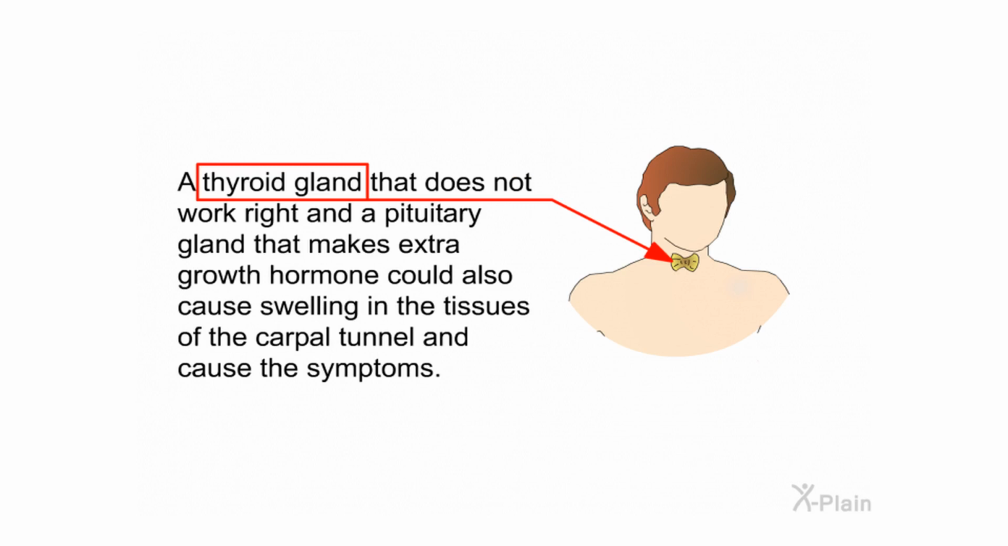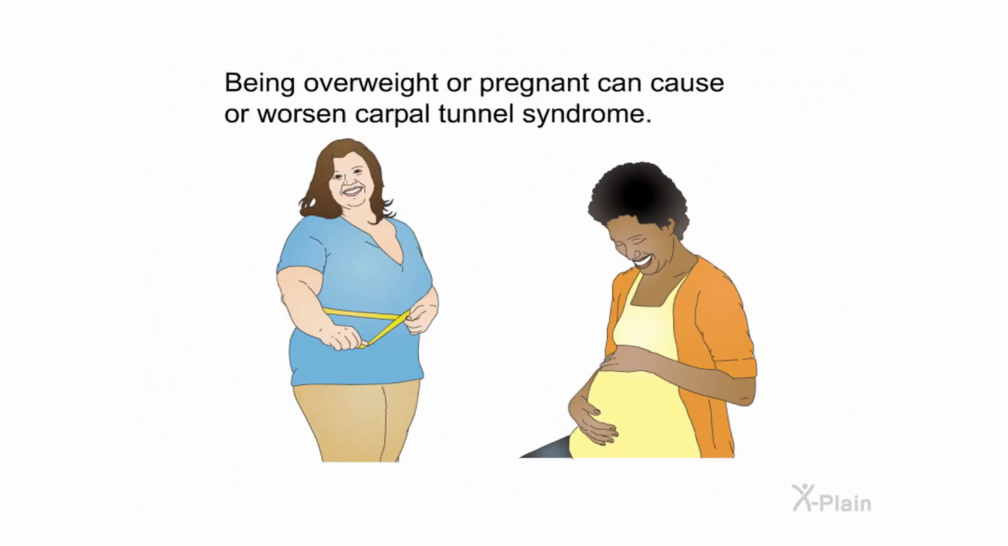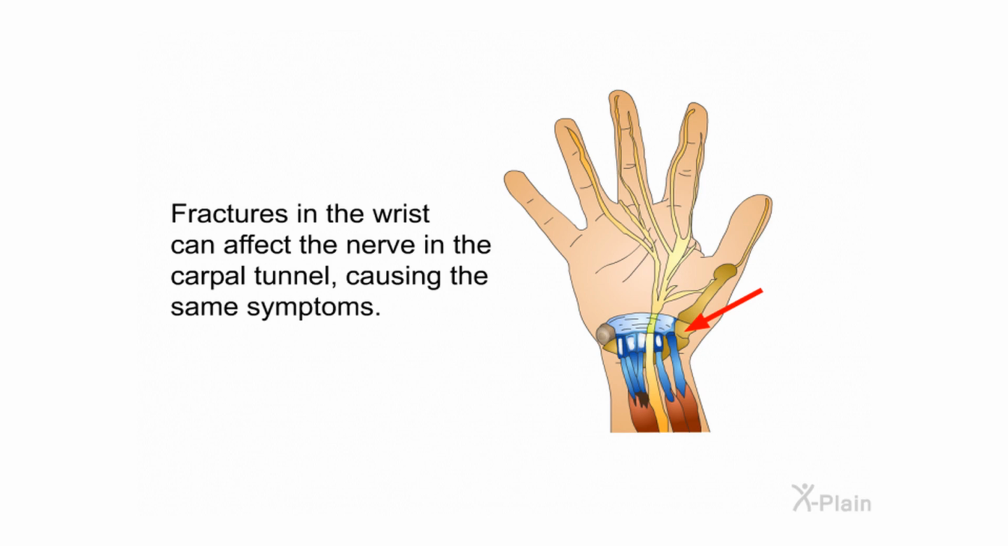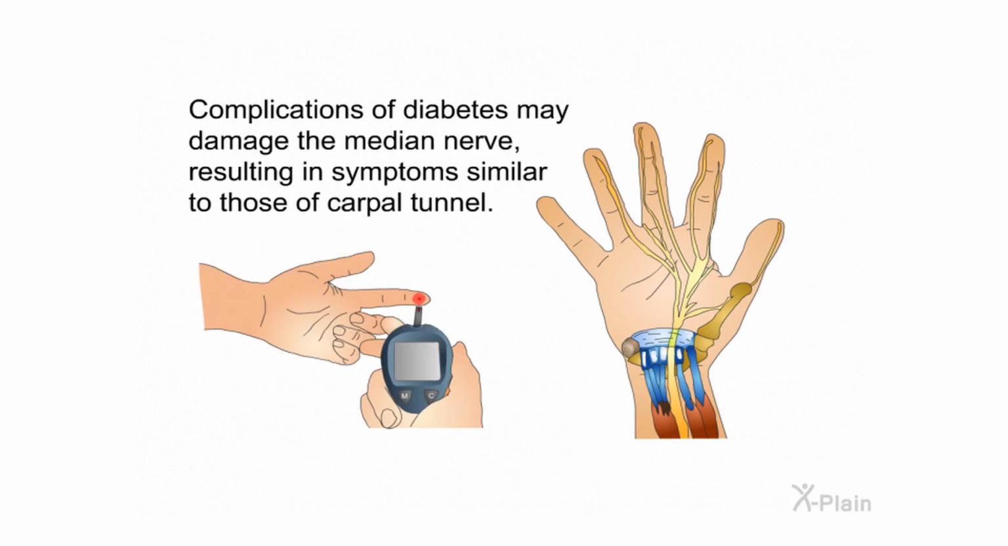A thyroid gland that does not work right and a pituitary gland that makes extra growth hormone could also cause swelling in the tissues of the carpal tunnel and cause the symptoms. Being overweight or pregnant can cause or worsen carpal tunnel syndrome. Fractures in the wrist can affect the nerve in the carpal tunnel, causing the same symptoms. Complications of diabetes may damage the median nerve, resulting in symptoms similar to those of carpal tunnel.